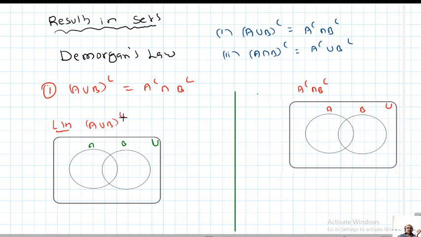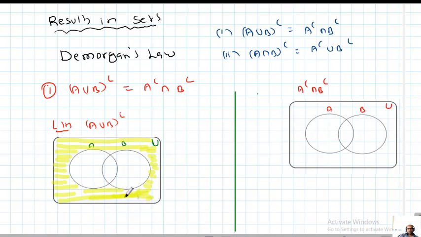First of all, we should find the area represented by (A union B) whole complement. That means you want to shade the region which is U minus (A union B). See, I am shading now. From U we need to remove A union B. What is left is called (A union B) whole complement.